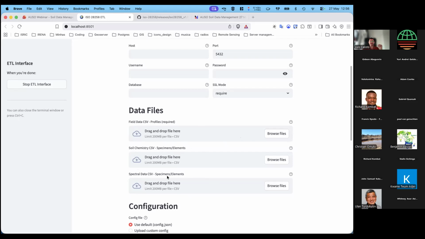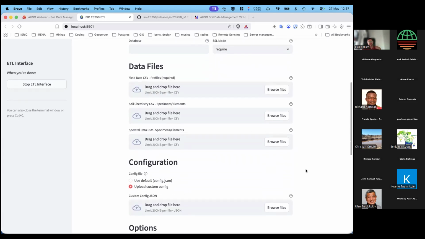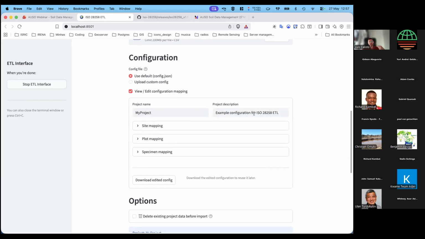Optionally, we can have spectral data. So imagine that if you have spectral derived data, then you can also load it here, another CSV. And then comes the most important part, the configuration. So it's the mapping part.